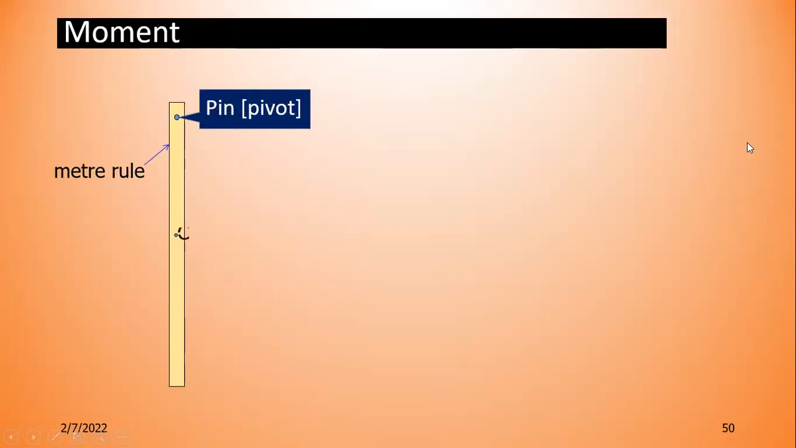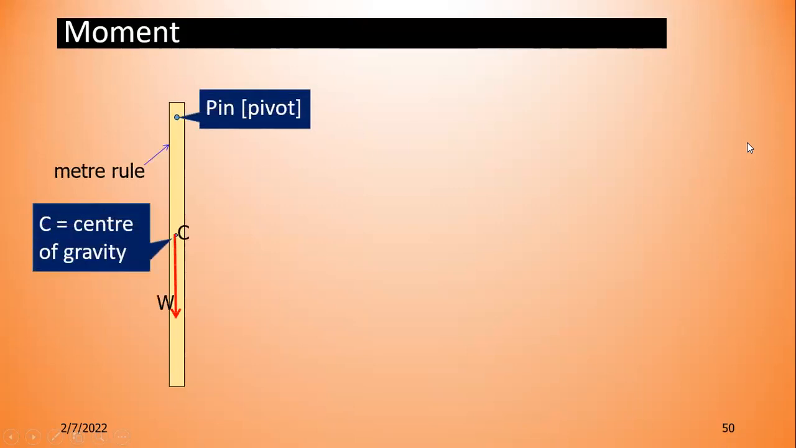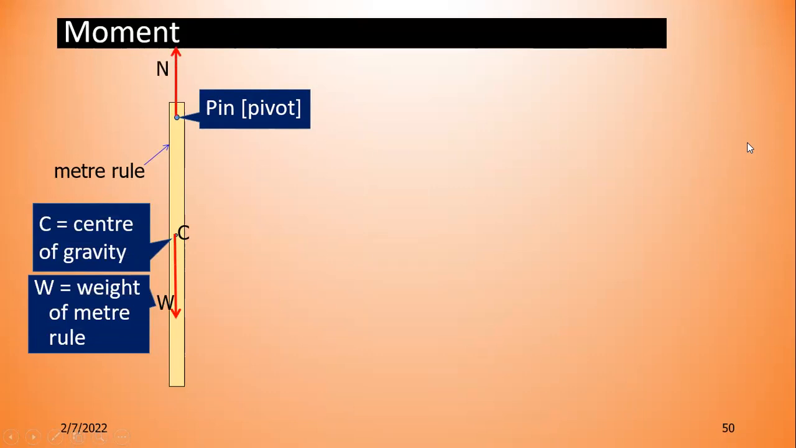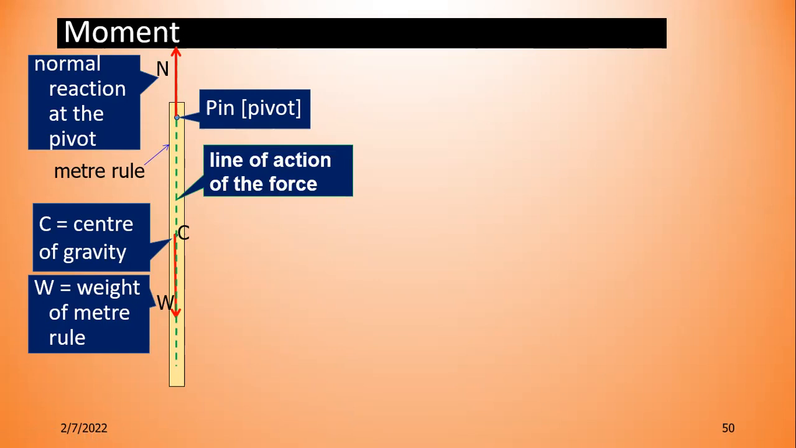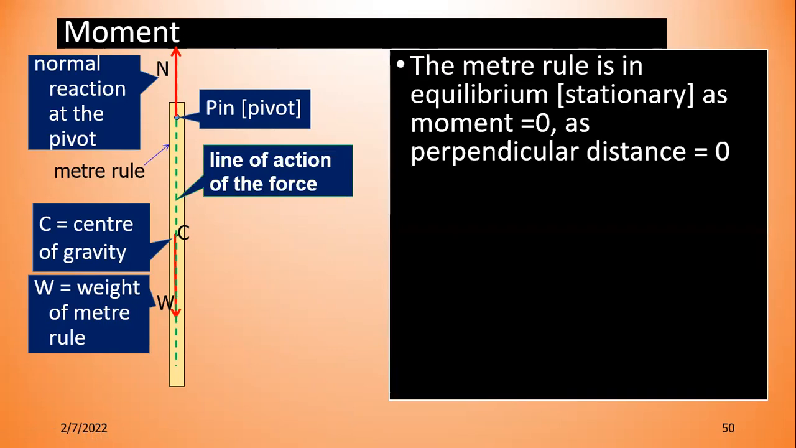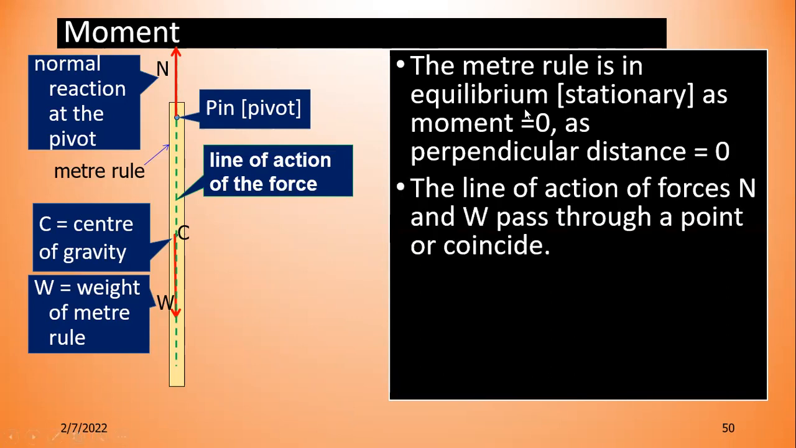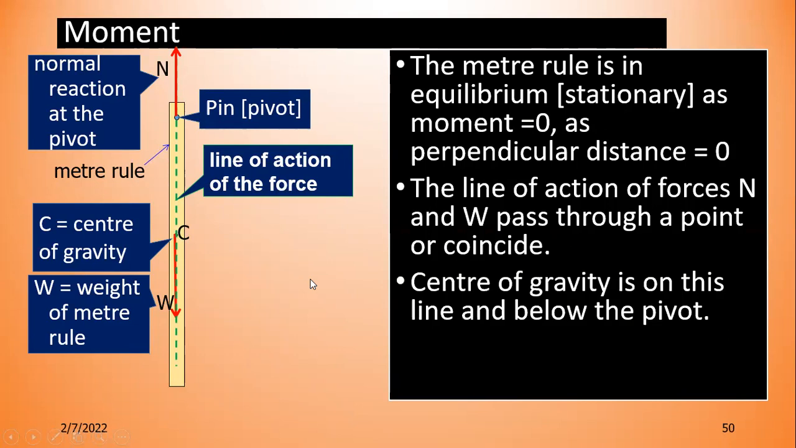Okay, just review what we have learned earlier. When stationary, the line of action of the normal reaction and the weight will pass through the same point. Right? The center of gravity. That's the line of action, the green line. Okay, no perpendicular distance, no moment. The line of action of the normal reaction N and W pass through the same point C, or coincide. And the center of gravity is just below the pivot. W equals N.